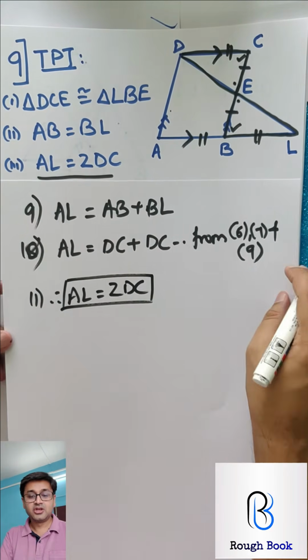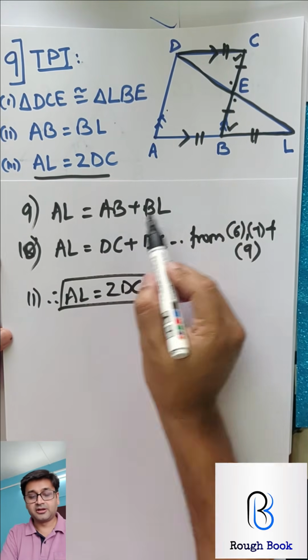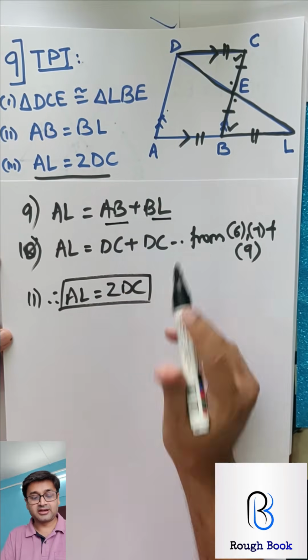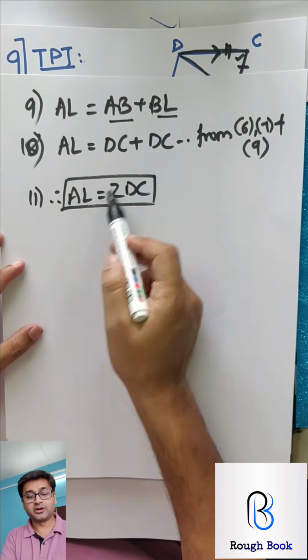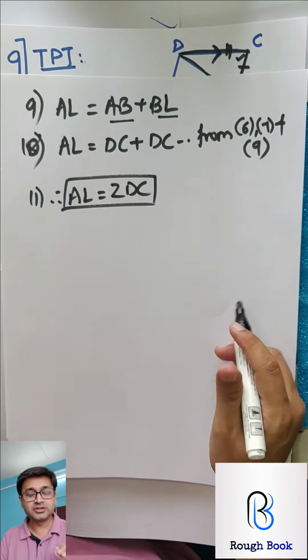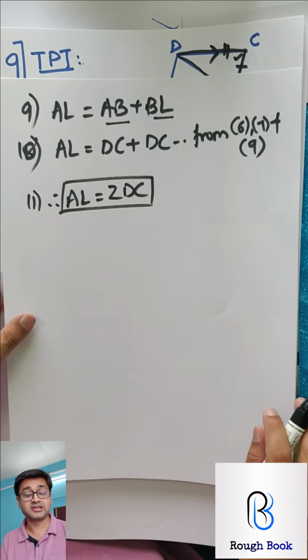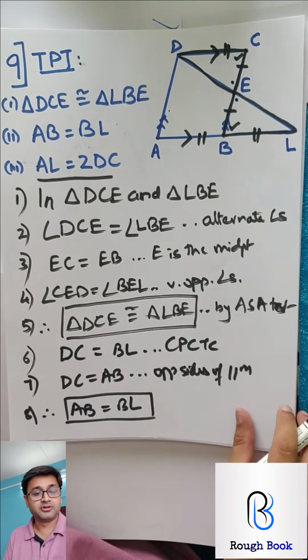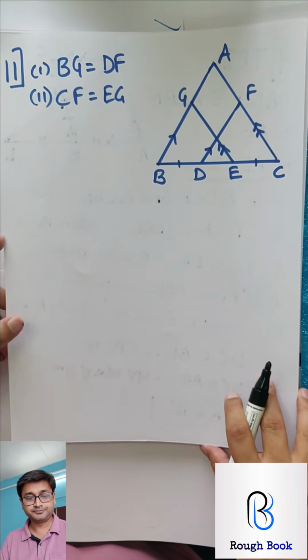AL is double of DC. So what did we do? We just used simple steps. AL, break it into two parts and give their correct or different names, what they are equal to. So automatically you get your final answer. We're just using simple basic steps, common sense, nothing great. This is no rocket science. So don't worry at all. I'm there with you. Come on, I want you to try the next one, sum number 11.